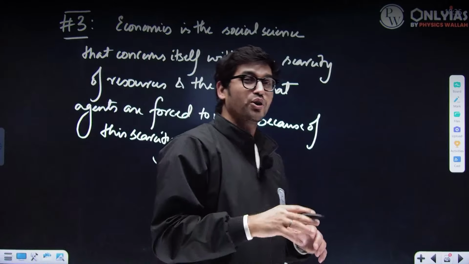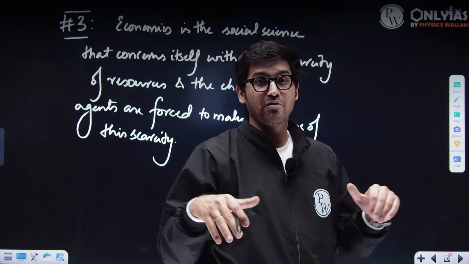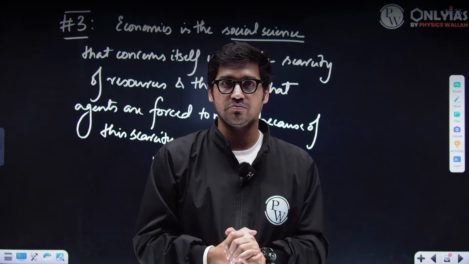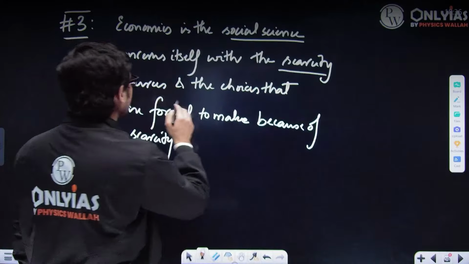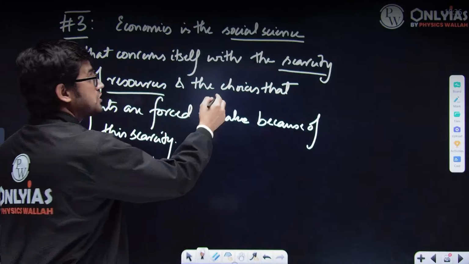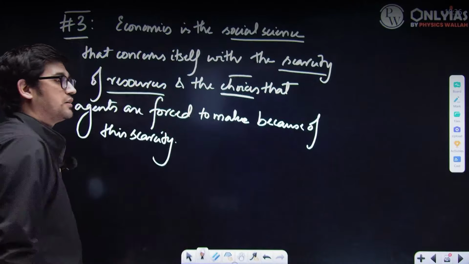Each definition is going to be longer and more comprehensive than the previous one. Economics is a social science. When I say economics is a social science, what does it mean? It simply means that the subject matter of economics is human beings and their interactions with each other. It's a social science that concerns itself with the scarcity of resources and the choices that agents are forced to make because of this scarcity.